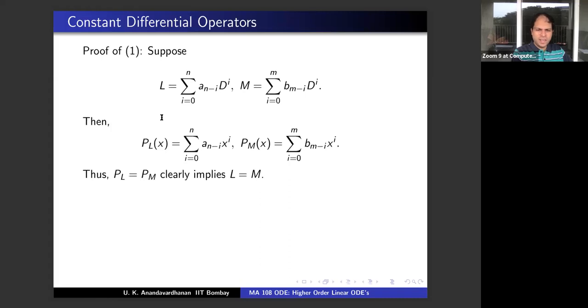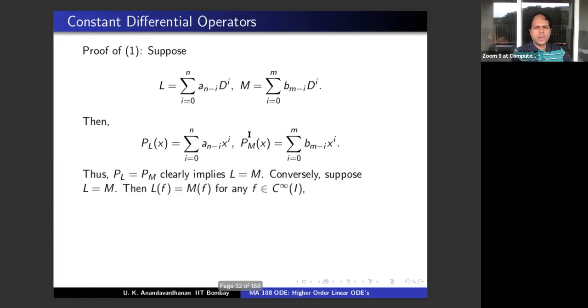So I made a confusing statement. The obvious thing is if PL equal to PM, I said it the other way, I was not really thinking, but the obvious thing is if PL equal to PM, then two polynomials are equal. If two polynomials are equal, what does that mean? The coefficients are equal and therefore L equal to M. That is obvious. If L equal to M, then you have to show that the characteristic polynomials are the same, but that's also easy because L equal to M means L of f equal to M of f for any f. That's the meaning. And you plug in e power mx and you would have solved the problem.